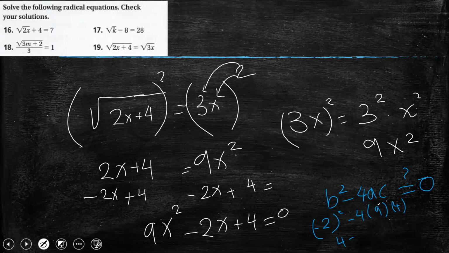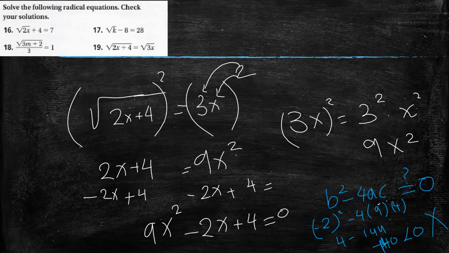Yes, 36. Negative should be negative. 144. So this number, 4 minus 144, which is negative 140, is less than 0. So it means that there's no solution. So you will say that there's no solution here for the radical equation.